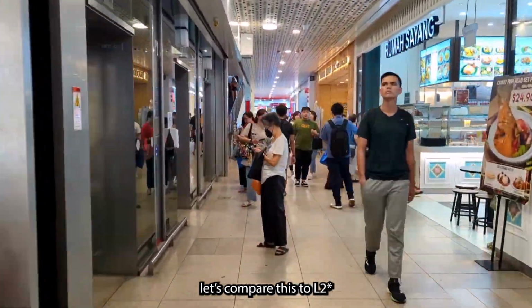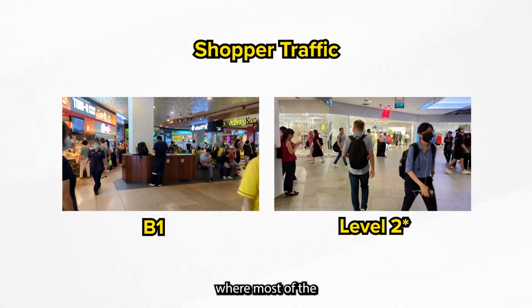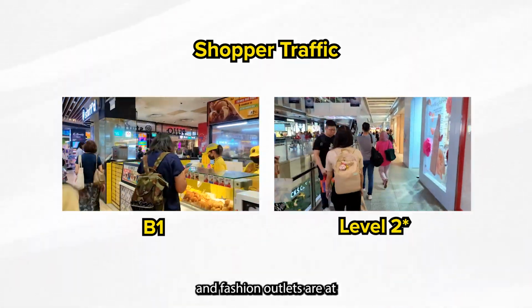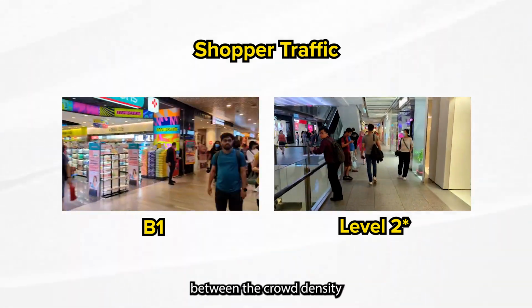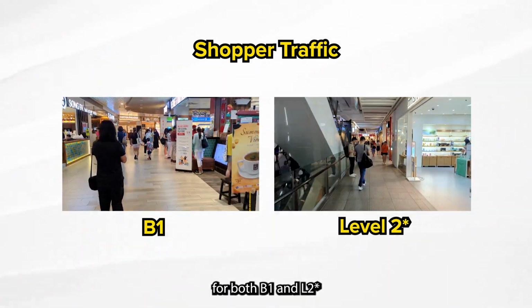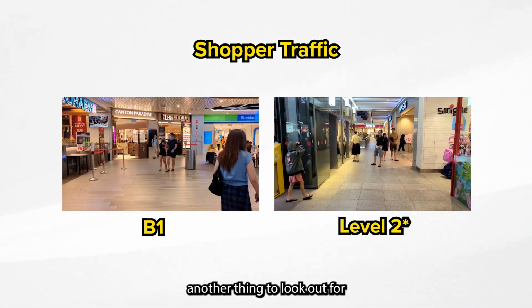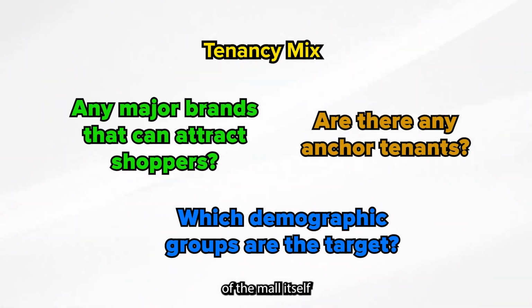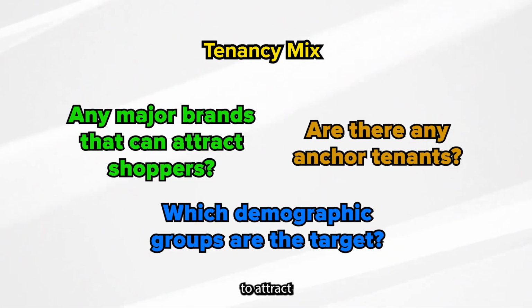So as a comparison, let's compare this to level 1 of GEM, where most of the retail outlets and fashion outlets are at. As you can see, there's a stark difference between the crowd density for both basement 1 and level 1. So besides shopper traffic, another thing to look out for in the mall is the tenant mix of the mall itself, where they have huge anchor tenants to attract shoppers to the mall.